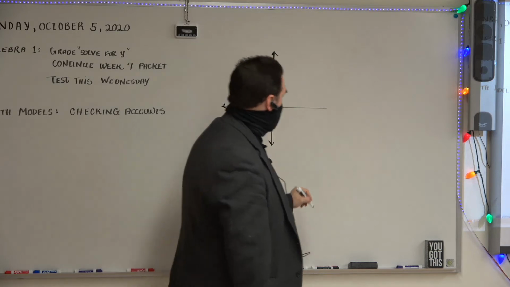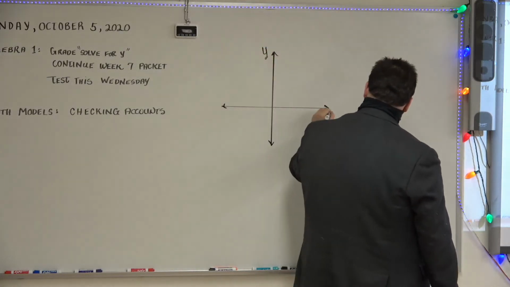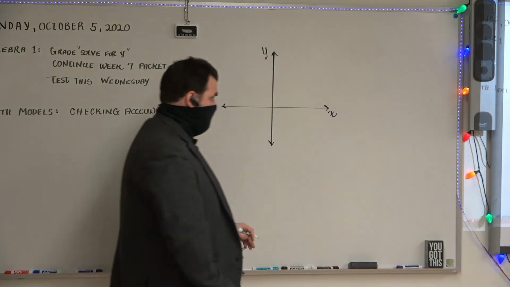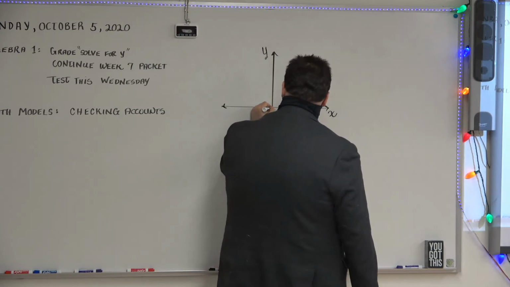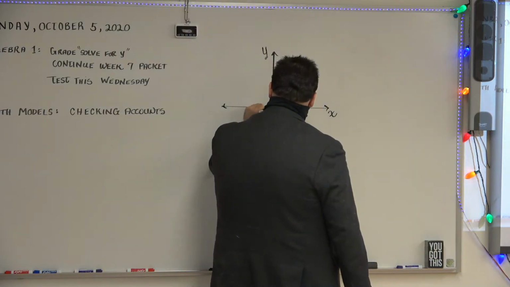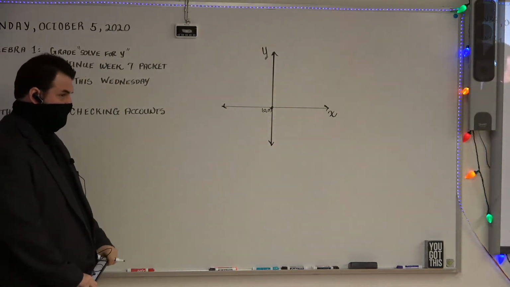Put arrowheads on everything. The vertical axis is the y-axis, the horizontal axis is the x-axis, and the coordinates of the origin are 0, 0. Okay?